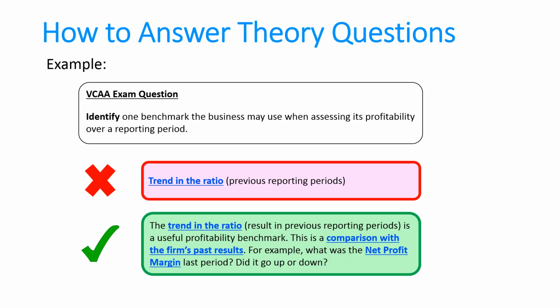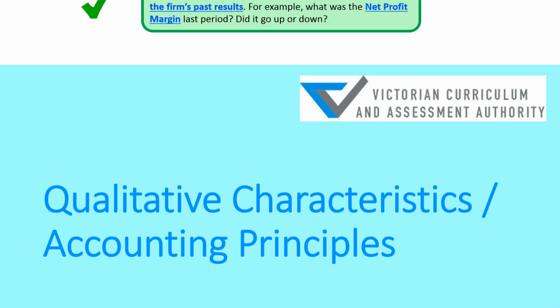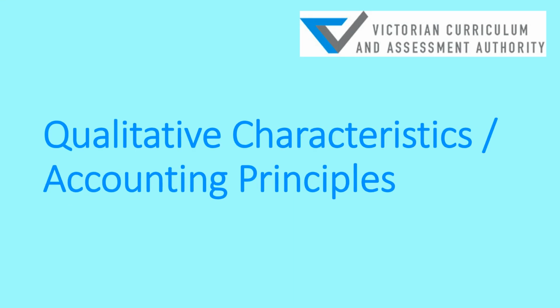So for example, instead of just saying the trend, you could say the trend in the ratio is a useful profitability benchmark. This is a comparison with the firm's past results. For example, what was the net profit margin last period? Did it go up or down? What about qualitative characteristics and accounting principles?